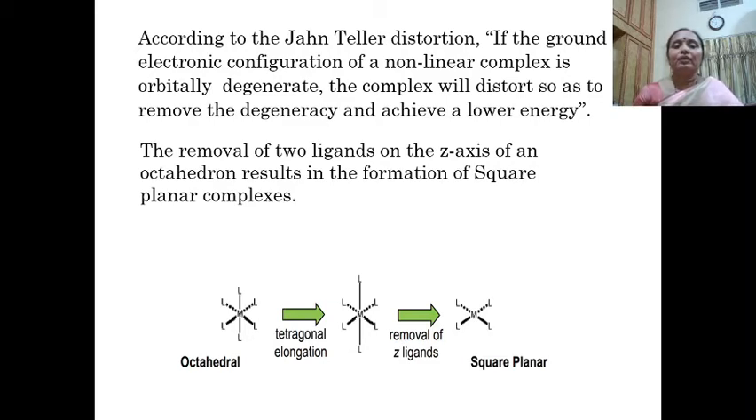The removal of two ligands on the z-axis of an octahedron results in the formation of a square planar complex. So when I remove two ligands from an octahedral one, it leads to the formation of a square planar complex, and this is what we are going to study in today's class, that is Jahn-Teller distortion.